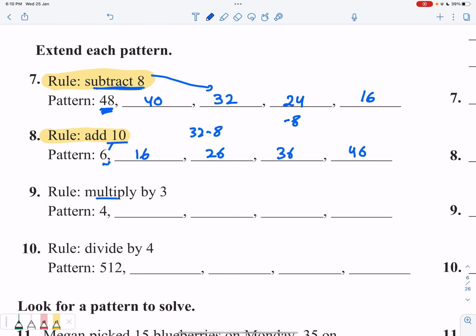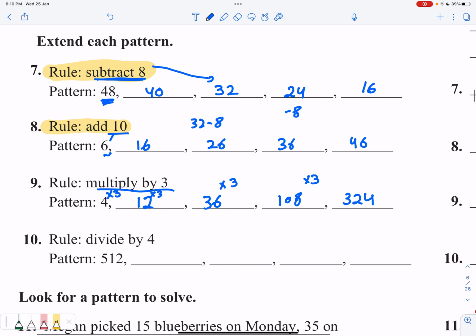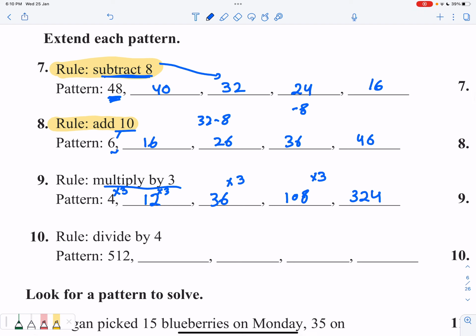Then we have this rule that says multiply by 3. So we need to multiply each one of these terms by the number 3. So 4 multiplied by 3 equals 12. Then again 12 multiplied by 3 equals 36. Then again 36 multiplied by 3, we will get 108. Then again 108 multiplied by 3, we will get 324.